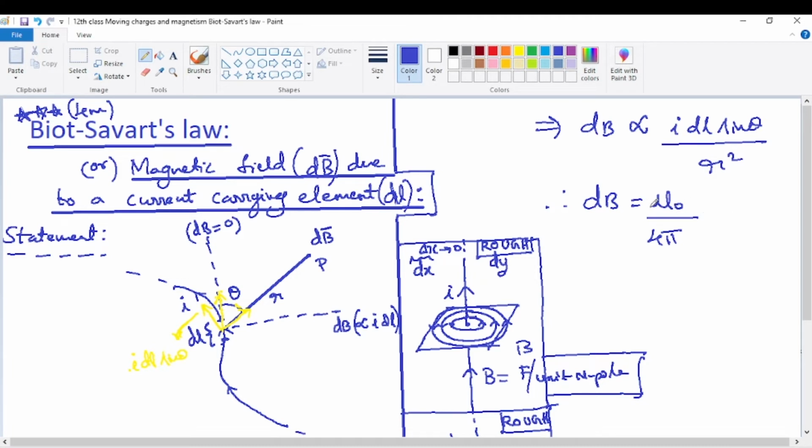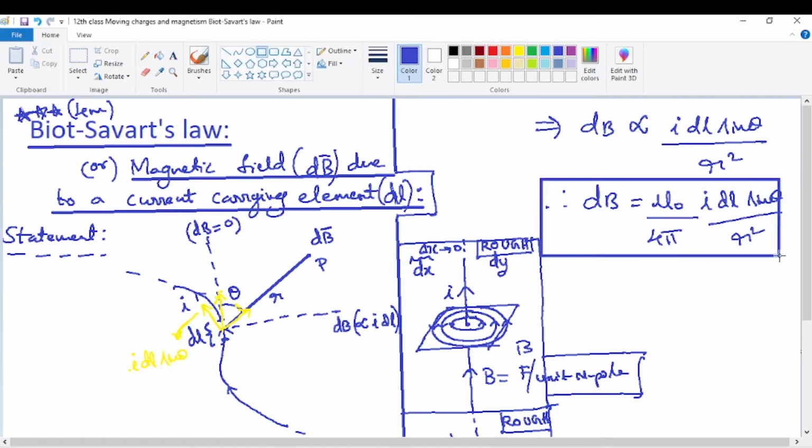So the proportionality constant can be proved to be mu naught by 4 pi, which is the same as the proportionality constant in the Coulomb's inverse square law. So instead of K1, it's written as mu naught by 4 pi. After that, the remaining expression I'm writing as it is, I dl sine theta by R square. So this is the main form of the Biot-Savart's law. It is very simple. Nowhere any complication is there. Very, very simple to remember. Very, very important. Very, very powerful. Many things in magnetism are derived or explained using this very simple Biot-Savart's law.